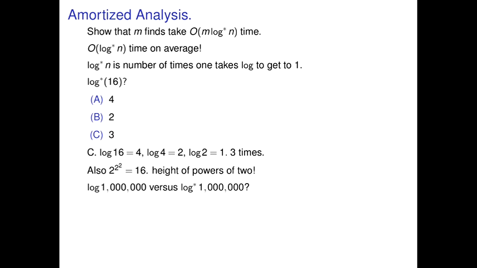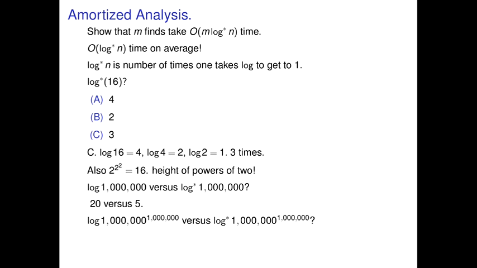So what's log of a million versus log star of a million? Okay, I won't make you do it. Log of a million is the number of bits in a million, which is roughly 20. Log star is 5. You just take log a few times, you'll see.